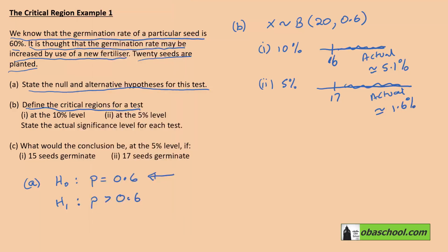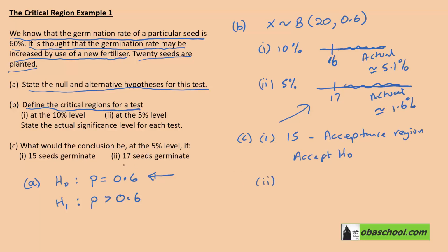Now in part C, we're asked just to look at the 5% level, so that's this test here. What would be the conclusion if 15 seeds germinate? So 15 is in the acceptance region, and so we accept H0.